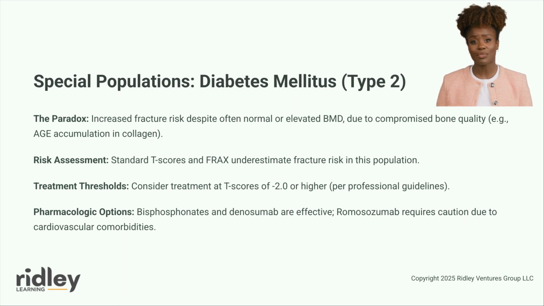FRAX may underestimate fracture probability in diabetic patients. Adjustment using trabecular bone score or application of rheumatoid arthritis as a surrogate risk factor has been proposed to better capture actual risk. First-line pharmacologic options for osteoporosis in diabetes include bisphosphonates and denosumab, which appear effective in this population. Romosozumab requires careful consideration given the high prevalence of cardiovascular comorbidities in patients with diabetes and the cardiovascular safety concerns associated with this agent.